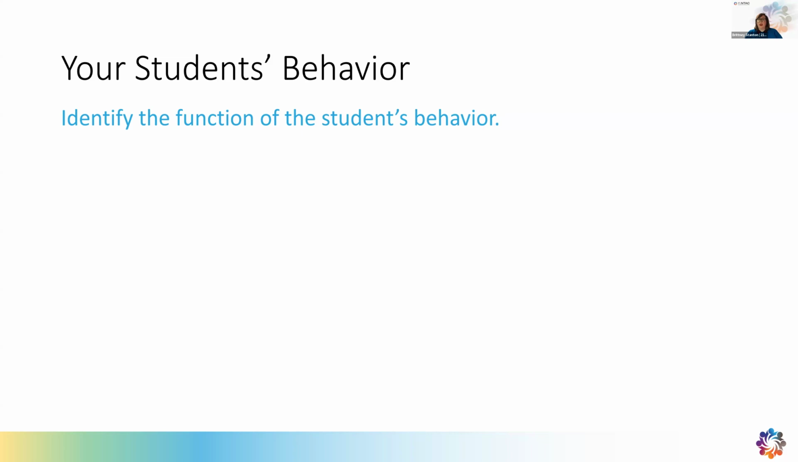Okay, so let's take a look at our results. A few of you answered that it's an access issue. Some of you, about half or so, said attention, and a few more of you said escape. So in these scenarios, there could be multiple things that they are seeking, but I'd love to hear from you about why you identified the function that you did. Is there somebody willing to go off mute and share their rationale for what they chose?